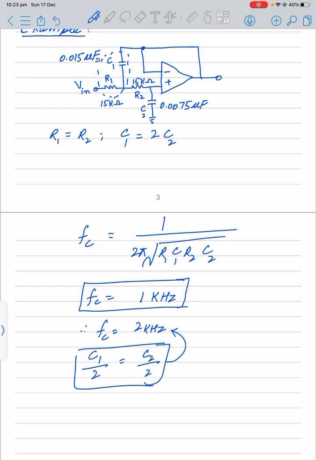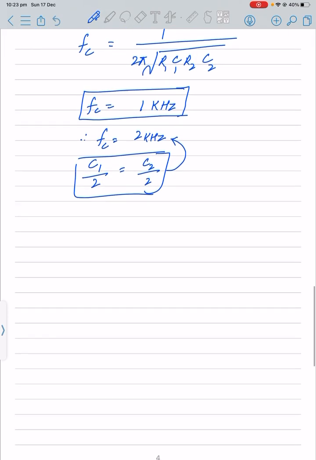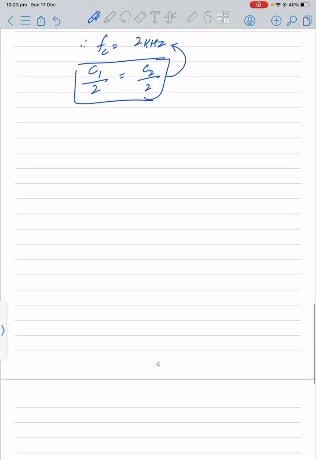Similarly, we can also achieve it if we double the capacitors, and then we will get around 500 hertz of corner frequency. So there is actually an inverse relationship between the capacitance and the corner frequency. So that was the thing for this particular example.